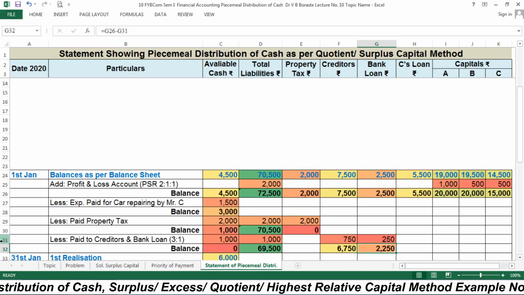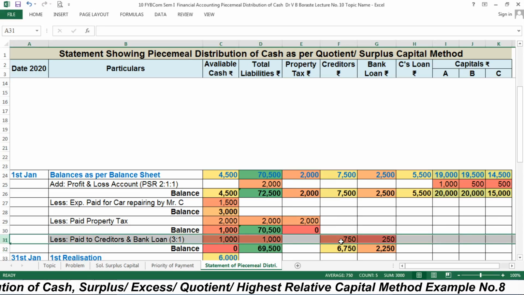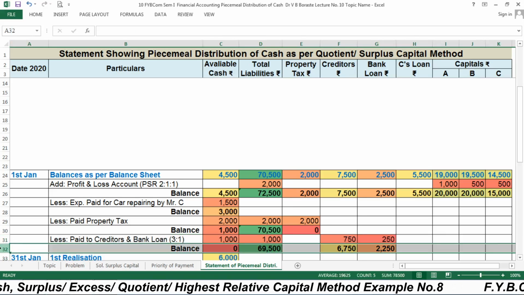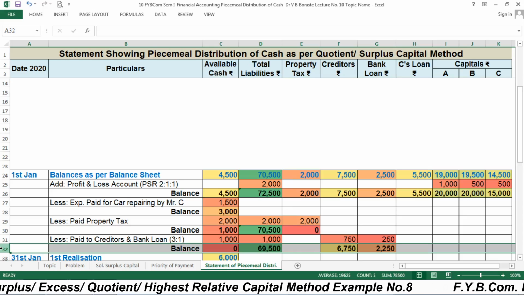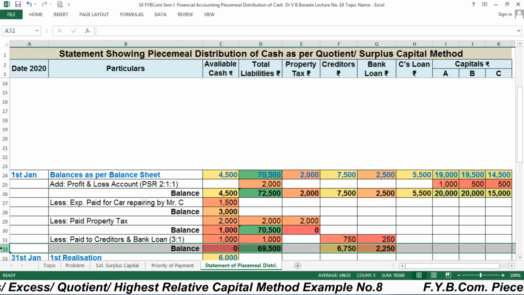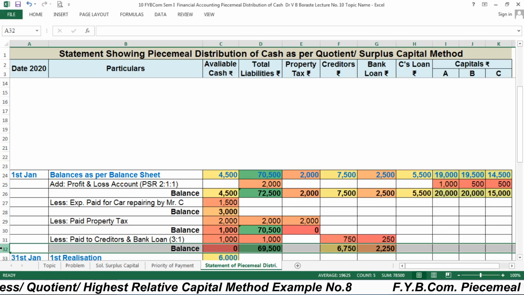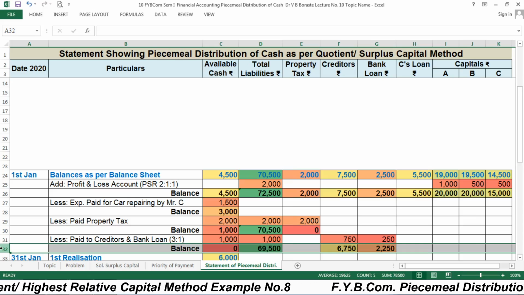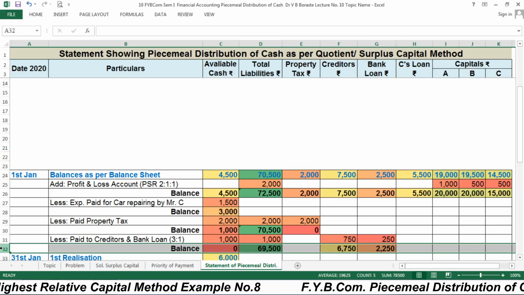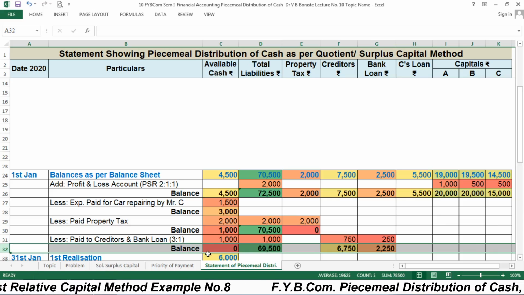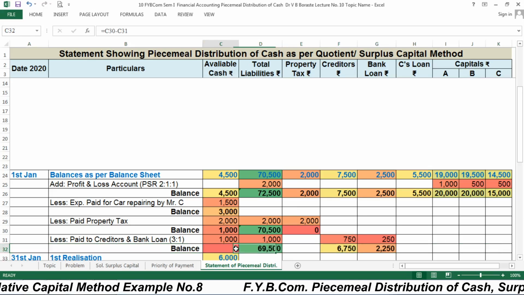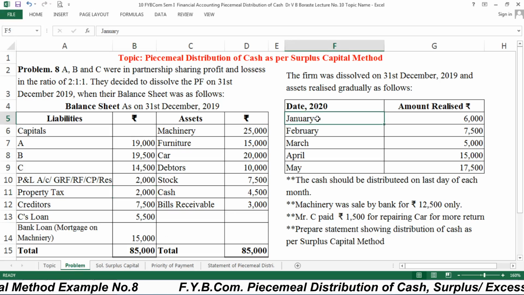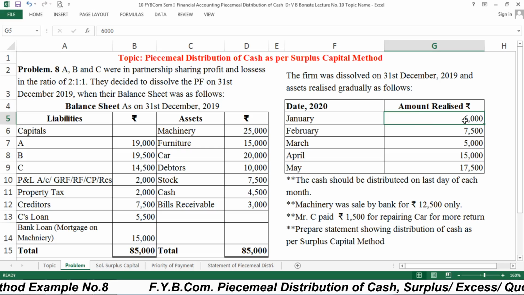After the payment of creditors and bank loan, that is 750 and 250, the balance of cash is 0. That means we don't have cash in our hand. Total liability, still we have to pay 69,500. Creditors, still we have to pay 6,750, and bank loan is payable 2,250. Now we don't have cash, so we have to call the first realization, which is made in January, that is of rupees 6,000.